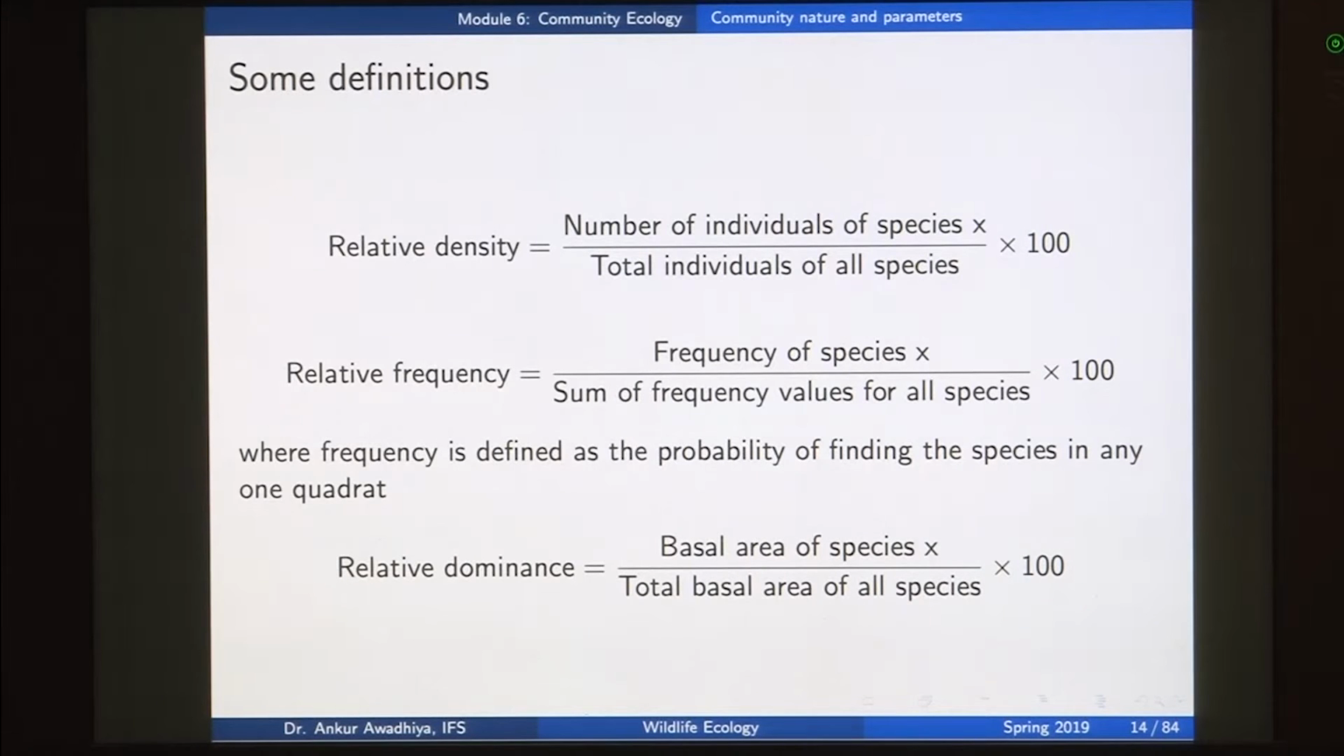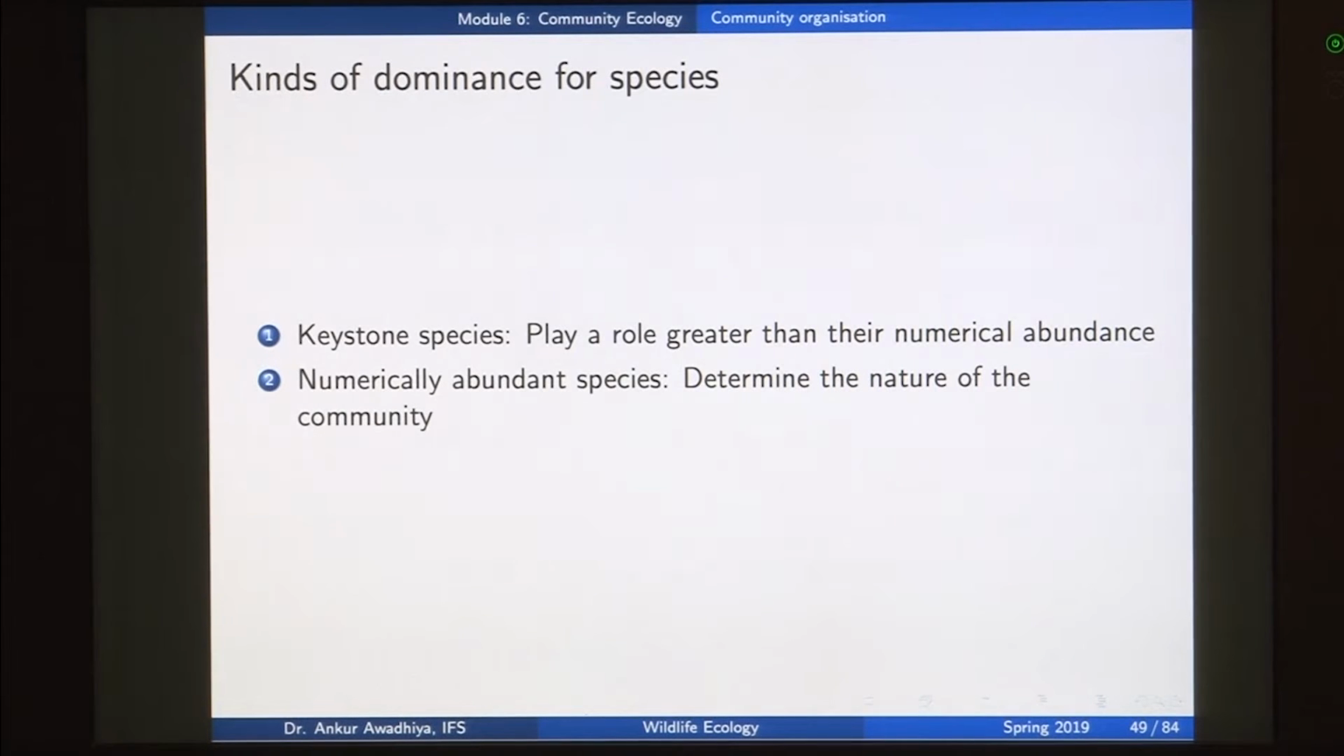So, a more generalized definition of relative dominance is in terms of the importance of the species for that particular community. So, we can define dominance in two terms. The first is in terms of keystone species, which play a role that is much greater than their numerical abundance. So, if we have a keystone species such as a ficus species in a particular forest ecosystem, we will say that the ficus species is a dominant species because it is a keystone species.